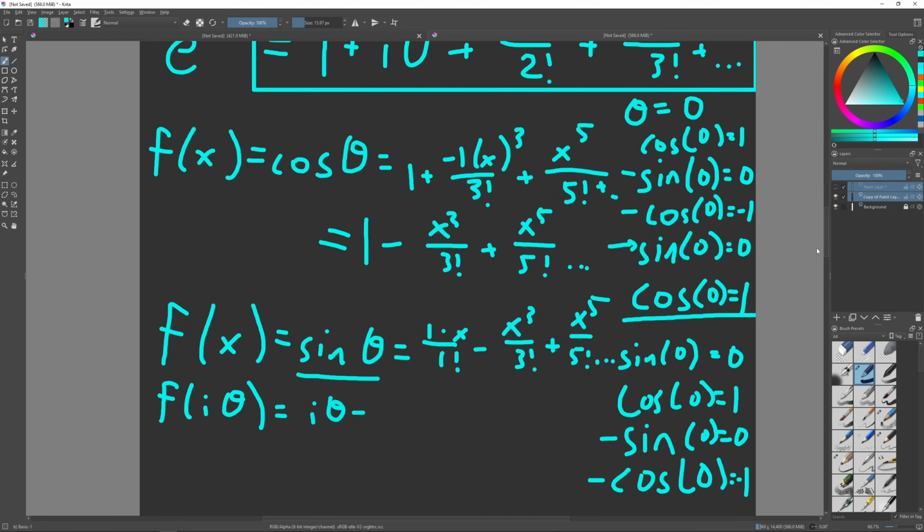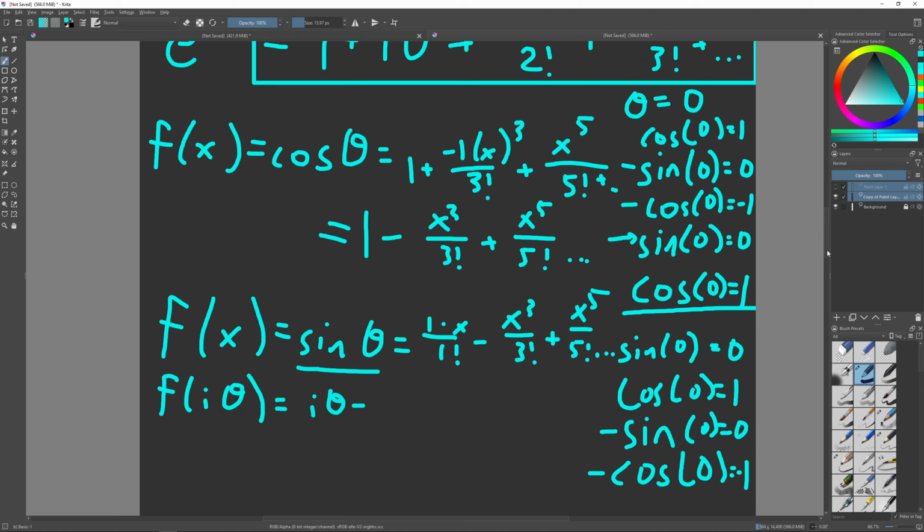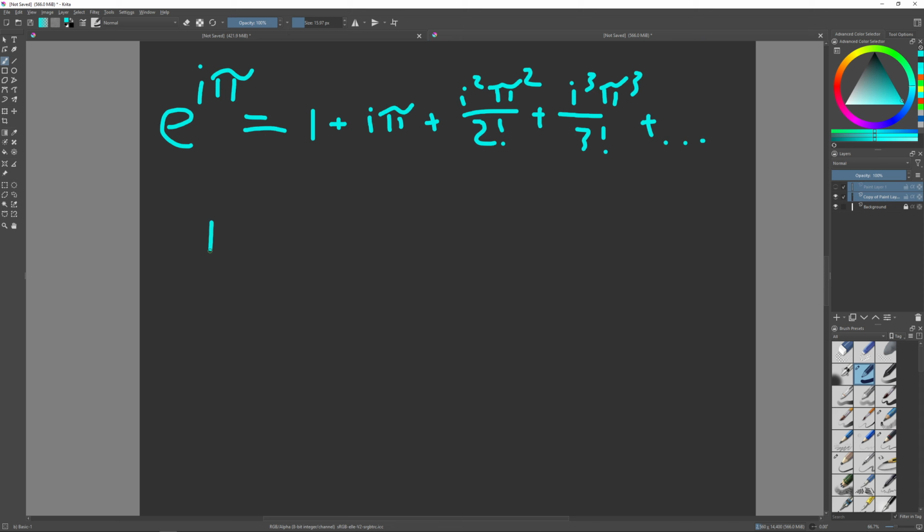Okay. So cosine theta we have here. Okay, I'll write it out again. It's 1 minus x squared over 2 factorial plus x to the fourth over 4 factorial dot dot dot, I believe.